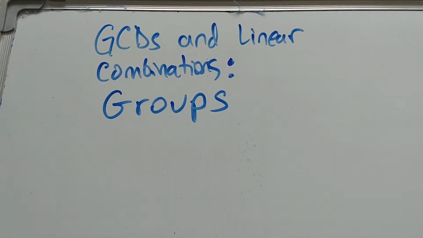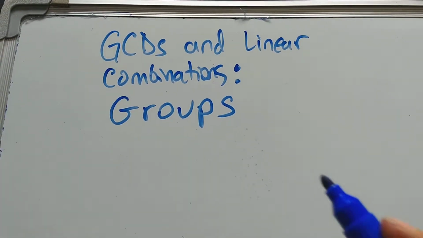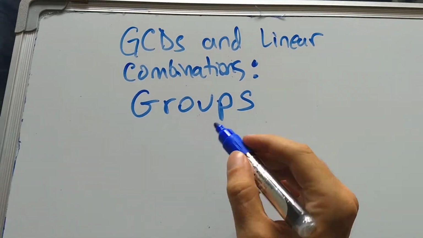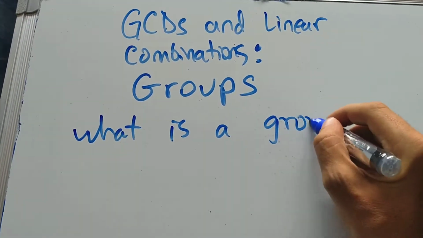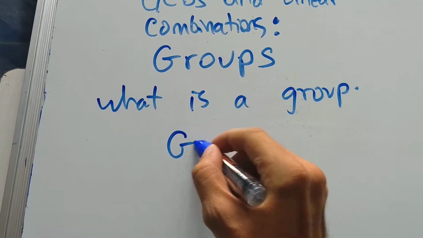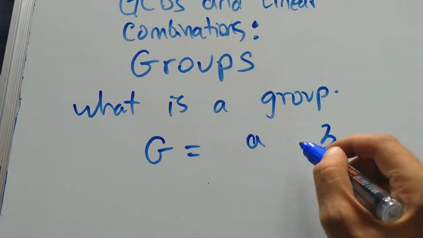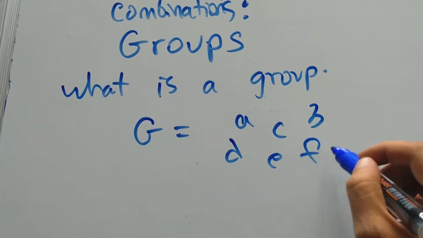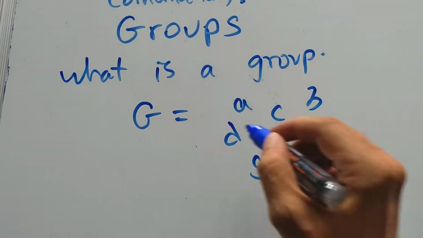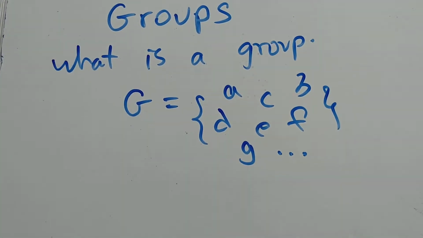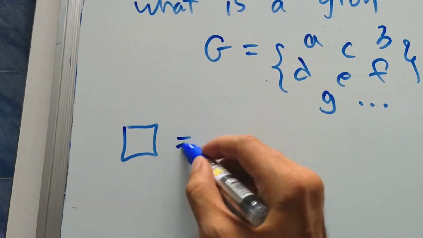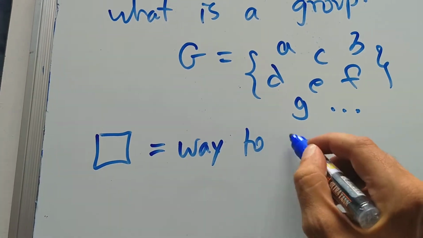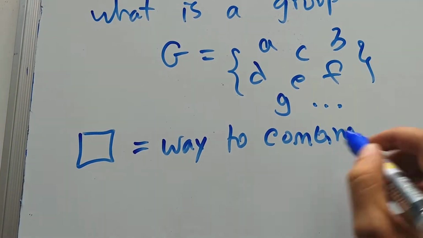GCDs and linear combination. We need groups for this. So what is a group? A group is some set, let's say elements A, B, C, D, E, F, G, and so on, some set of elements. And also a way, I'll draw a box for this. This is a way to combine the elements.